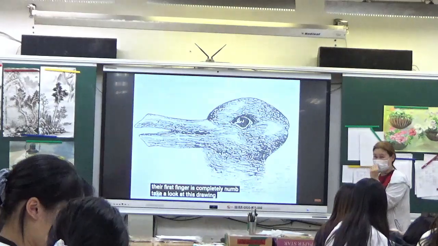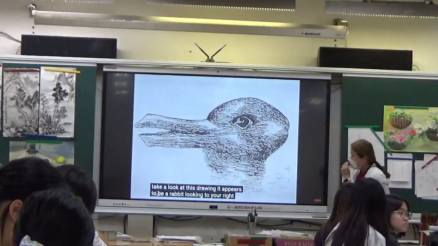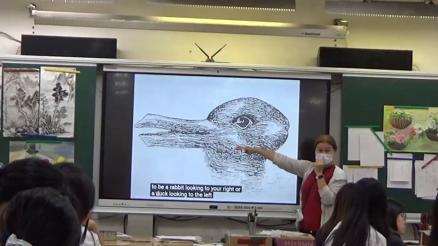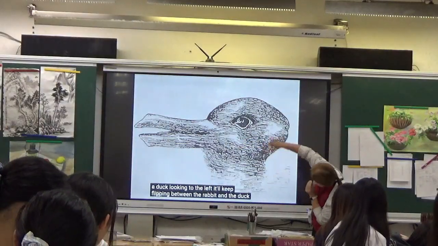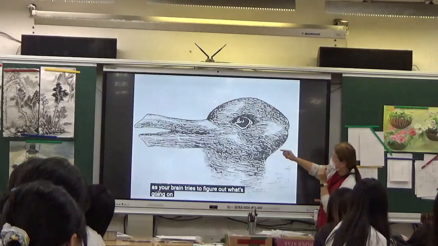Take a look at this drawing. It appears to be a rabbit looking to your right. Here, if you see this way, it's a duck. But if you tilt your head like this, it's a rabbit. As your brain tries to figure out what's going on.